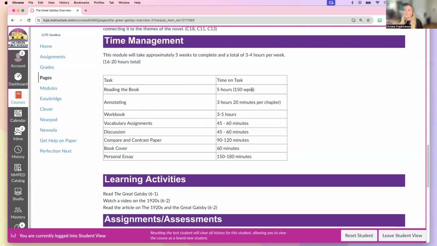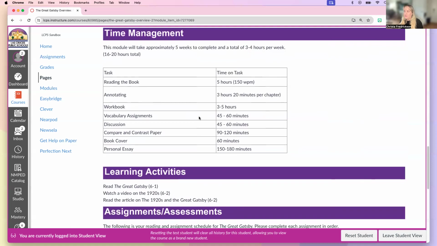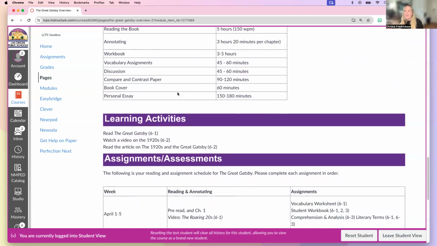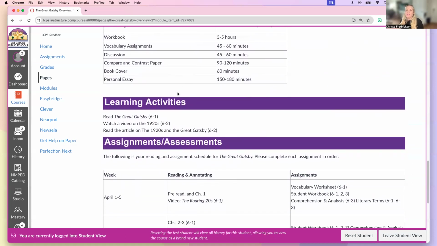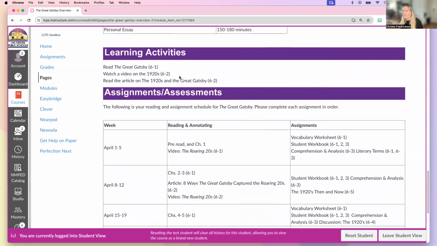The annotating is going to take you a little bit of extra time. I would imagine it'll take about 20 minutes per chapter to annotate. And again, annotating, don't let that word scare you. It is just highlighting and circling things in the text. We'll talk about that more.